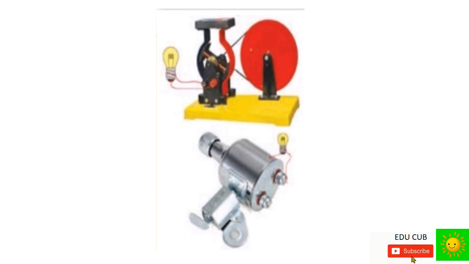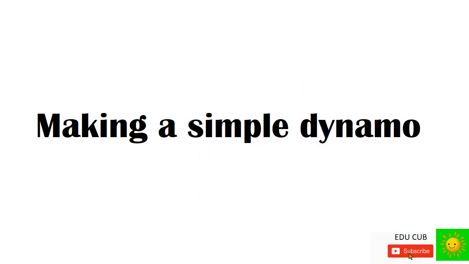When you turn the dynamo slowly, the illumination of the bulb is low. When you turn the bicycle dynamo faster, the illumination of the bulb is high. It will be clear that the amount of electricity generated increases with the rotation speed of the bicycle dynamo.